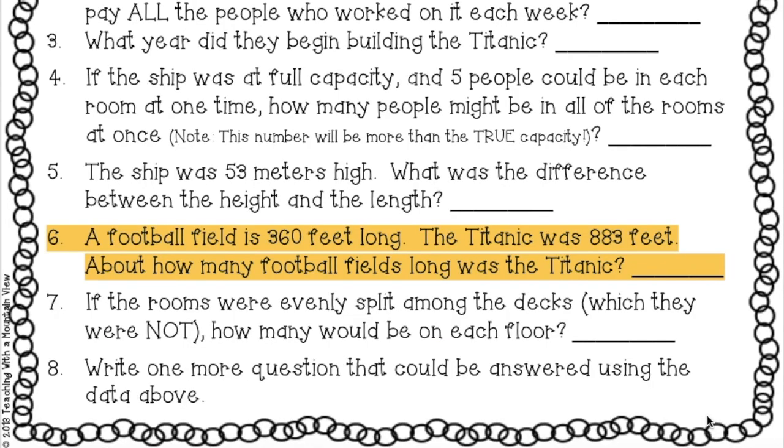Okay guys, so for number 6, it says, a football field is 360 feet long. The Titanic was 883 feet long. About how many football fields long was the Titanic? For this one, we actually don't need to look at our chart because all of the information that we need is right here in this word problem. We are taking 883 feet, which is how long the Titanic was, and dividing it by 360 feet, which is how long a football field is. That's going to give us an estimate of about how many football fields long the Titanic was.